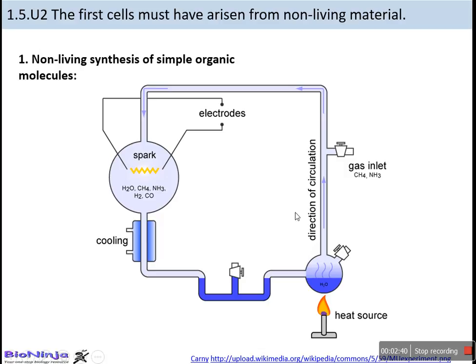So the conditions that they put it under included a reducing atmosphere, so it was very low oxygen, high radiation levels, high temperatures, and electrical storms. So the temperatures came from here, and the electrical storms came from here. The water was boiled to form a vapor, and then was mixed with methane, ammonia, and hydrogen, which was inletted here. The mixture of gases then went through here and was exposed to the electrical discharge, or sparks, to simulate lightning. And then the mixture was allowed to cool.